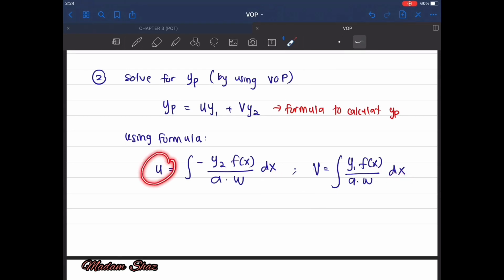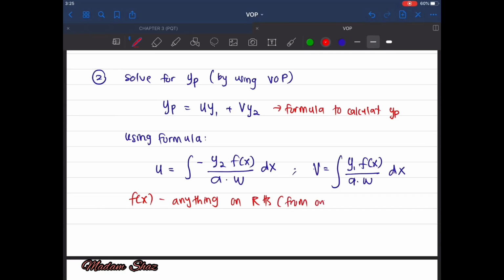To calculate u here, you have to know what y2 is, what fx is, what a is, and what w is. For y2 and y1, I will explain again after this. So now, what is fx? fx is anything on your right hand side from the original question.